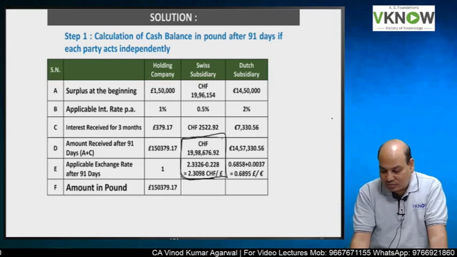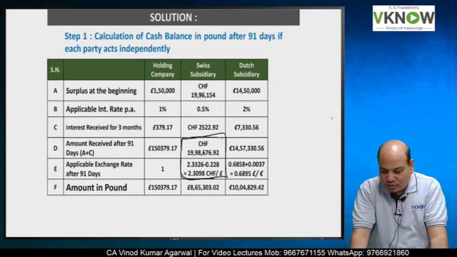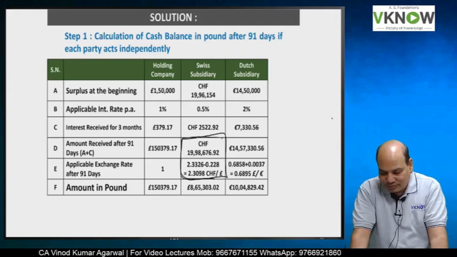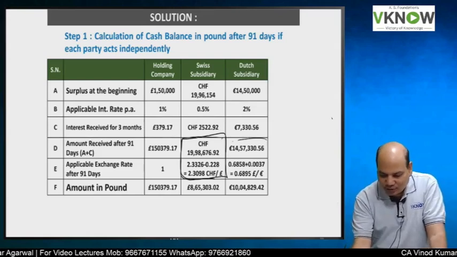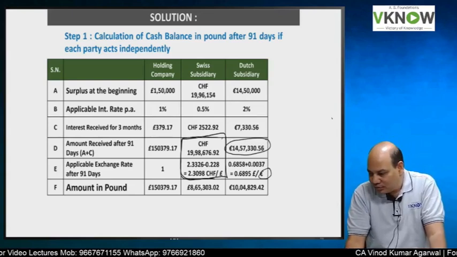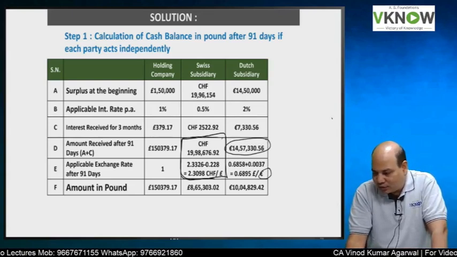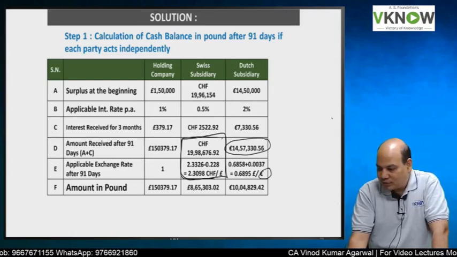Yes, answer the middle column. 865303.02. Very good. One more. Last column. Are you multiplying or dividing? You have to multiply. That is the trick. The amount is in euro. The rate is per euro. When the rate is per euro, the answer will be 10,04,829.42. Yes, those who have replied, the answer was right.